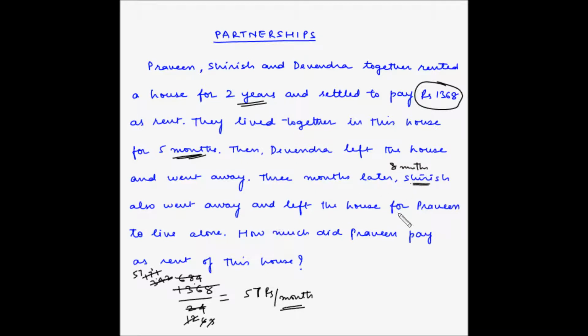While Praveen lived in the house for the entire 24 months. So now Devendra and Shirish are saying that we lived in the house only for partial amount of time. So we should be paying only proportional amount of rent. So Praveen, Shirish and Devendra agreed to do that.